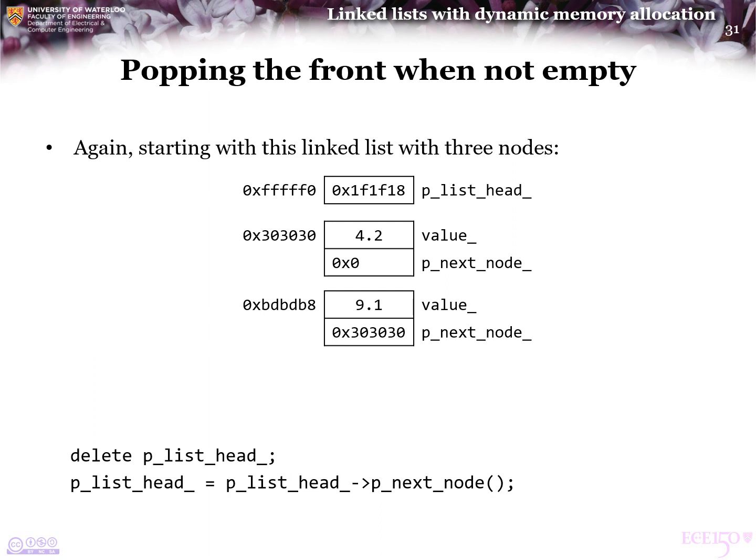Now we're going to update pointer to list head by assigning it the value of, wait a second, it's storing 1F1F18. We have a dangling pointer. Pointer to list head currently stores the address of memory that is no longer allocated. So that's a dangling pointer.